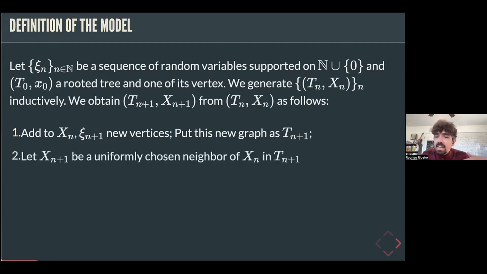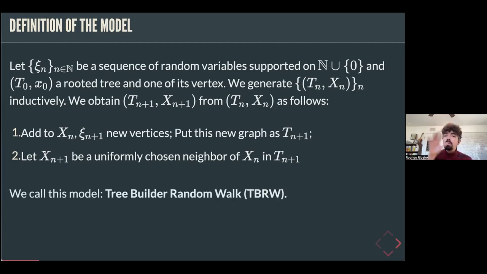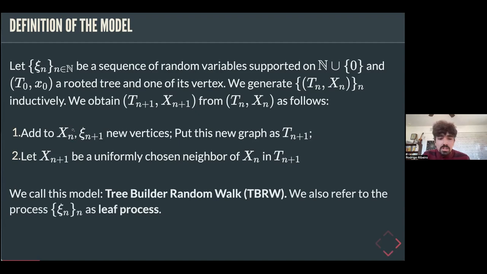And then, Xn plus one is just a uniformly chosen neighbor of the vertex Xn, but now in the possibly updated tree Tn plus one. So this is not a typo. In the first step you can add a couple of vertices, and then in this step Xn plus one could be one of these new vertices. This is what we call the tree builder random walk, because you're building a tree using the trajectory of a random walk. And we're going to refer throughout this presentation to the sequence chi as the leaf process, because it is the process controlling the number of vertices that you can add at each step.